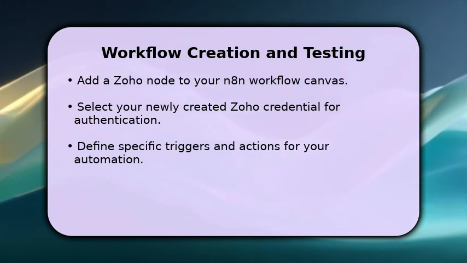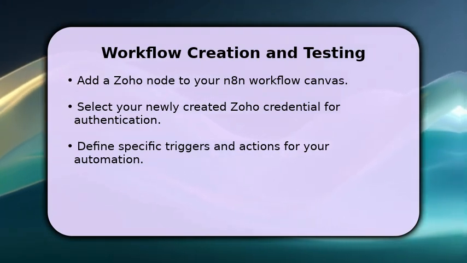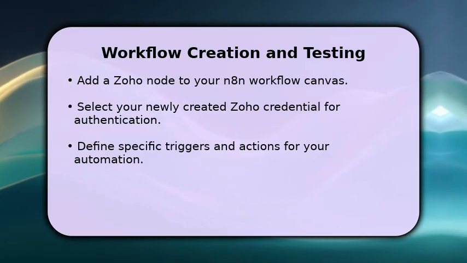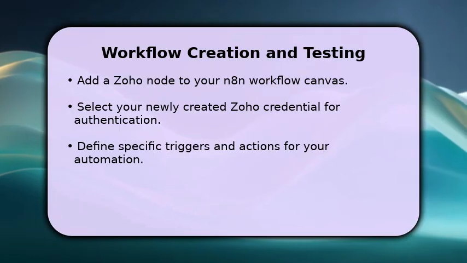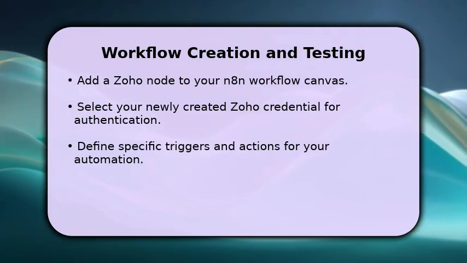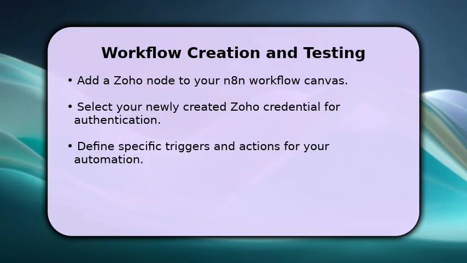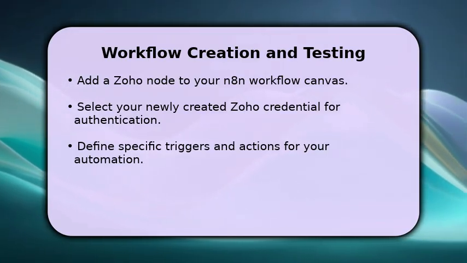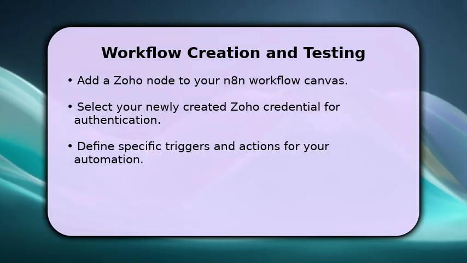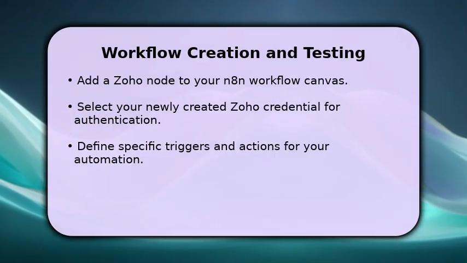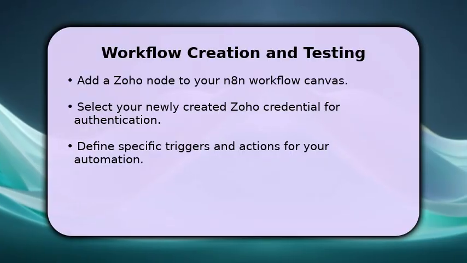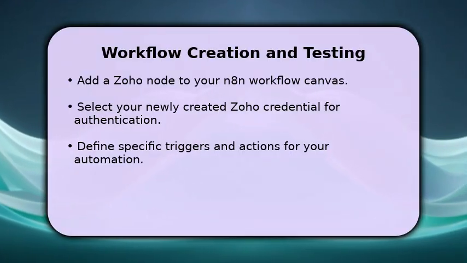Drag and drop a Zoho node, such as Zoho CRM or Zoho Calendar, onto your n8n canvas. Select the Zoho credential you just configured for authentication. Then, define your specific triggers and actions. For example, creating a new lead in Zoho CRM when a form is submitted. Always test your workflow thoroughly to ensure every step functions correctly and your automation runs smoothly.